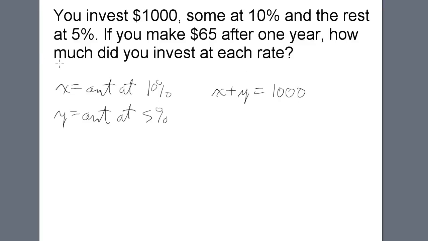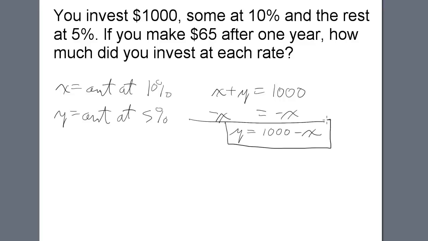Now the trick is we don't want to see two different variables. We want to put y in terms of x or x in terms of y. So let's do this. Let's subtract x from both sides of this equation. So now we have y equals 1,000 minus x. So that's good. We've gotten everything in terms of one variable. So we have x and 1,000 minus x.